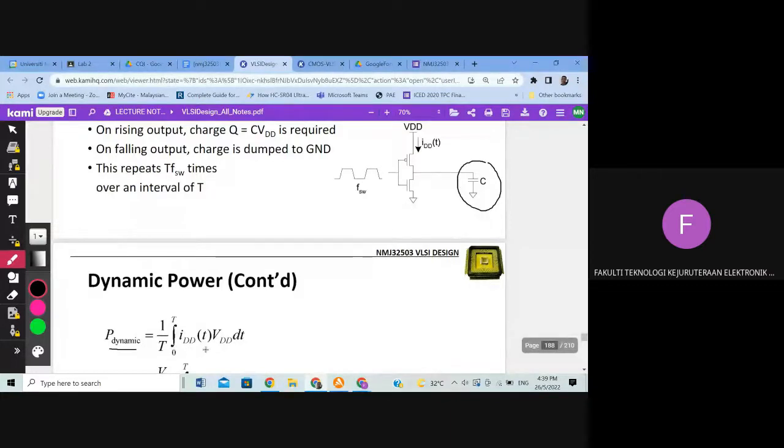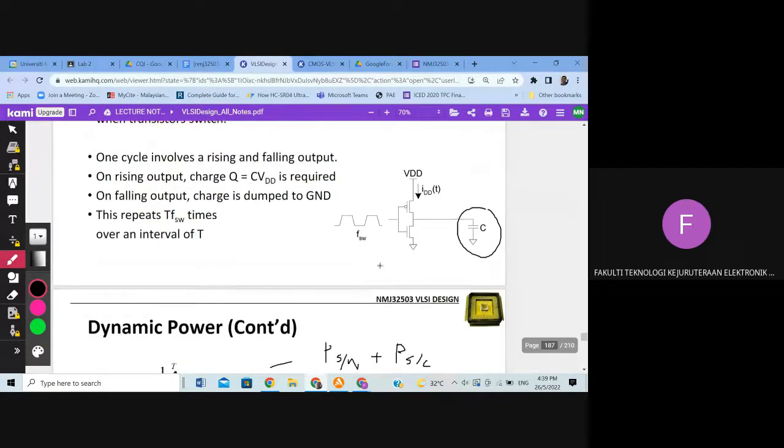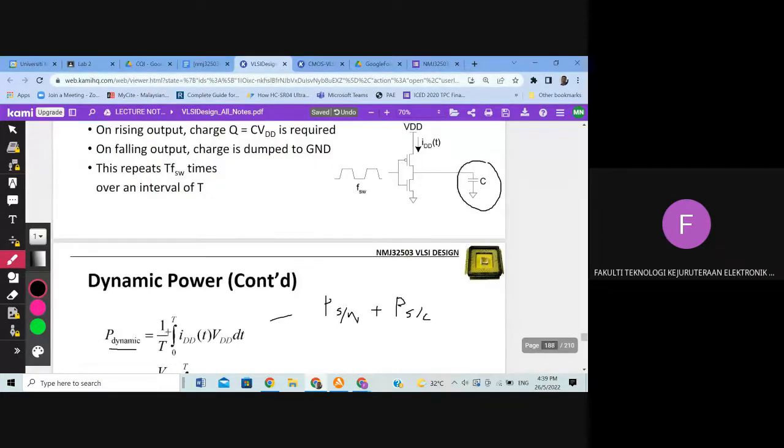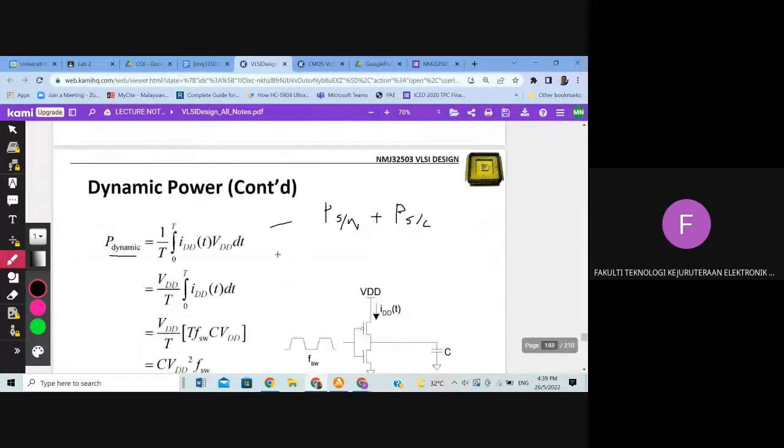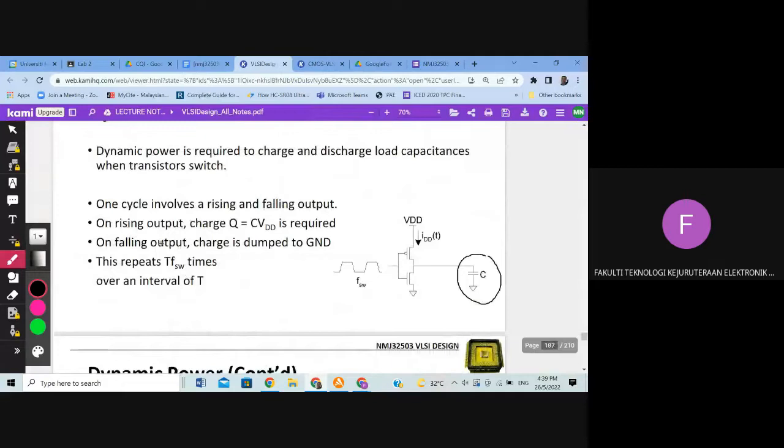Recall that dynamic power is the contribution from the P switching plus the P short circuit, PSC, and that's why we can see FSW here. We want to estimate the P dynamic from the switching element. The explanation of this, I think we have in the textbook. You can explore further.